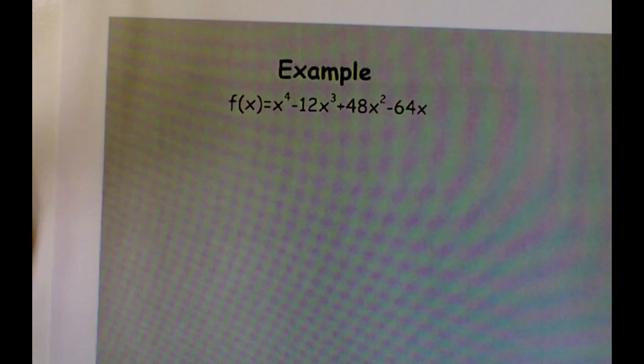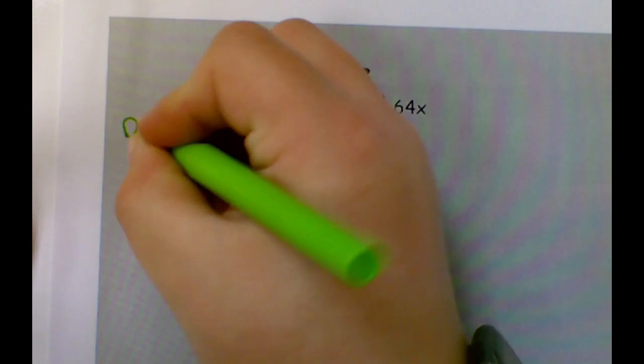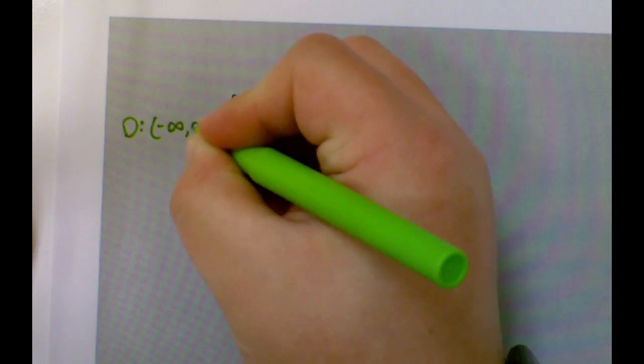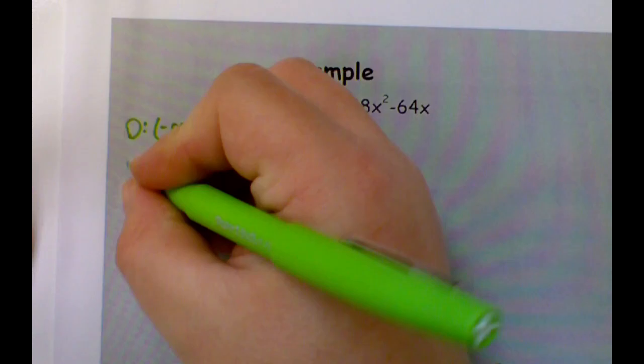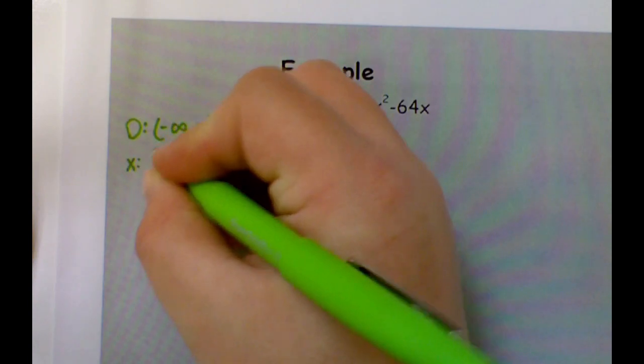All right, 2 more graphs for this section. This one is just a straightforward polynomial. We're going to start off the same way with our domain. The domain of any polynomial is negative infinity to infinity, and there are no asymptotes. My x-intercepts get a little tricky. I know that when I factor this, I'm going to get 0, 0.